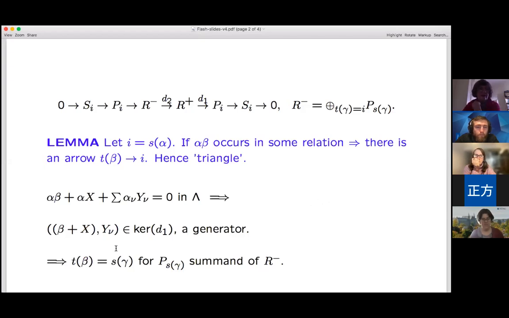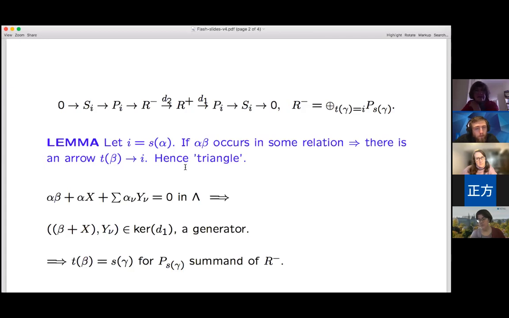You take your relation, so it's alpha beta plus alpha x, where x should be in the radical. Sorry, I can't write this now. And then you might have some other stuff because there might be some other arrows. So you write this thing here as a tuple in the kernel of d_1. And since you have a beta here and something in the radical, this is an arrow, and so this must be a generator.